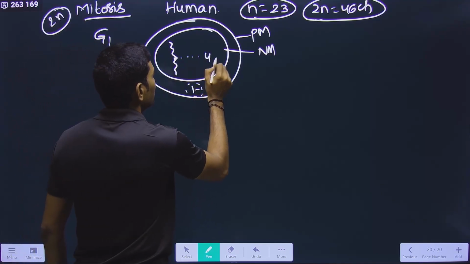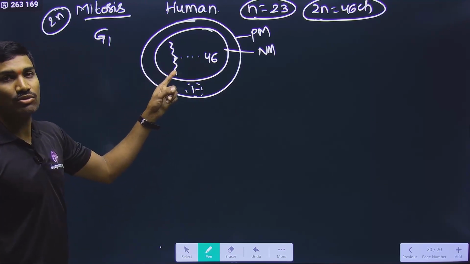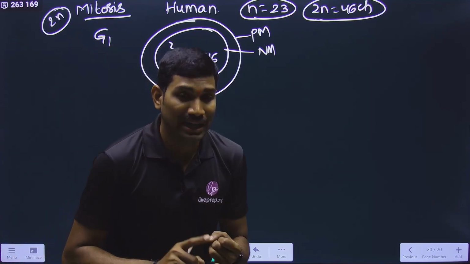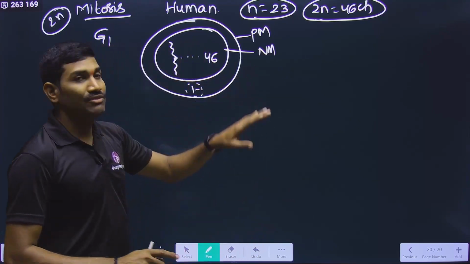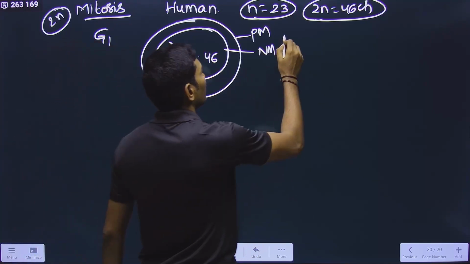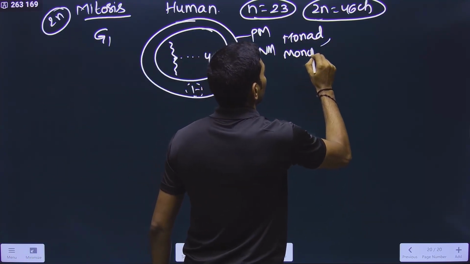So like this, how many are present? 46 are present. So what is this chromosome? Single chromatid, so it is called monad. And it is not attached with a homologous chromosome. So it is monovalent. It is monad and monovalent.